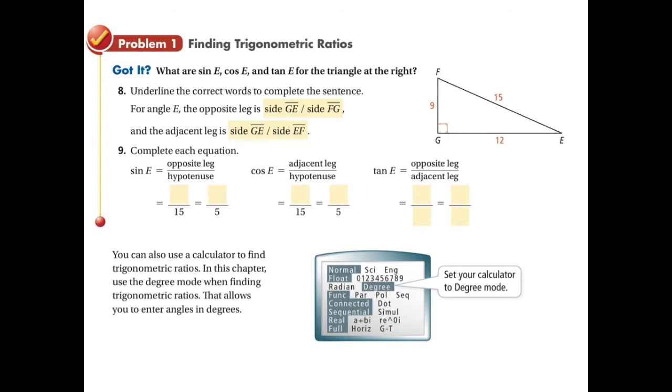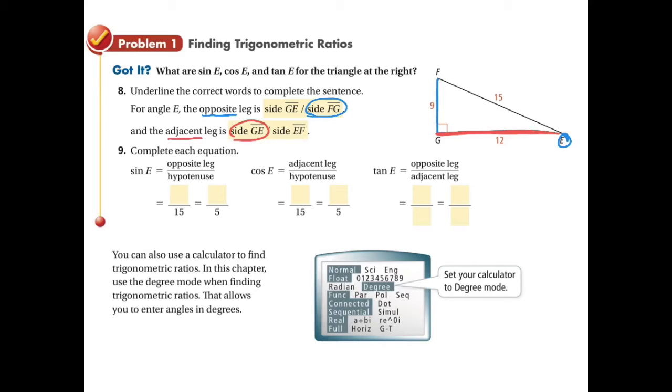Take a moment and work through this problem number 1. Then restart this video to see how you did. As you can see, for angle E, the opposite leg is the side FG. And the adjacent leg is the side GE.